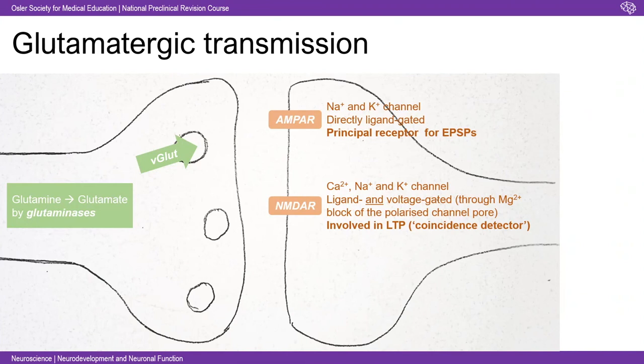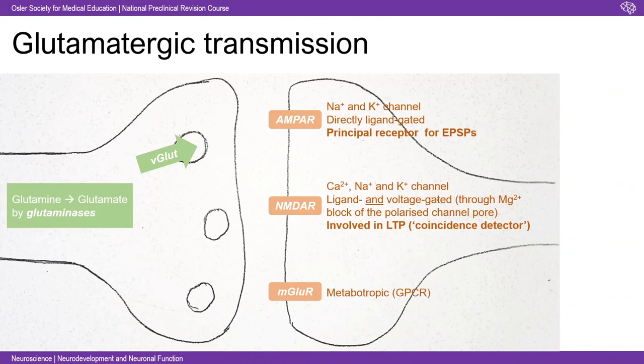When the membrane is depolarized, that magnesium ion in the pore is displaced and calcium ions can flow. And because of the need for the ligand, glutamate, and this voltage gating, we call this channel the coincidence detector, and it's really important in LTP.